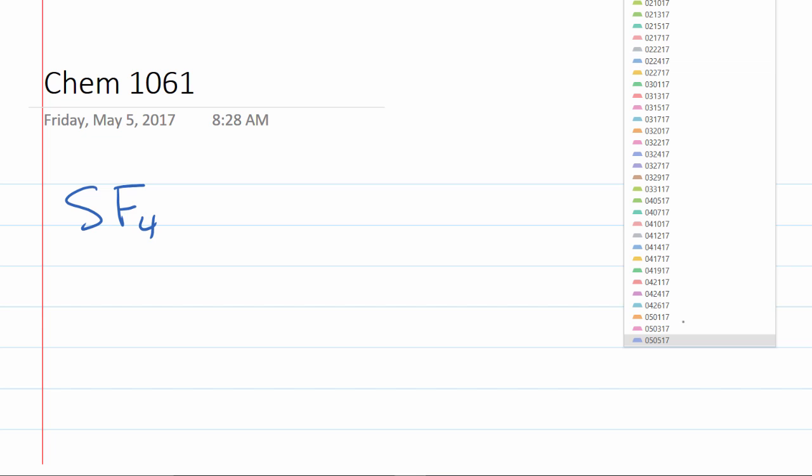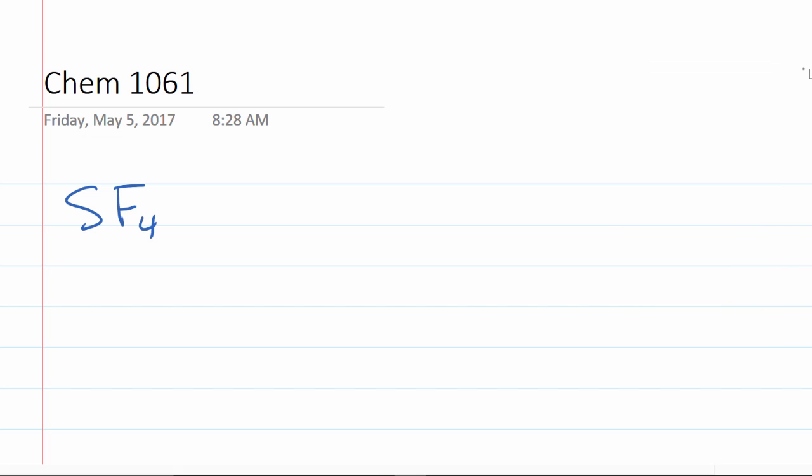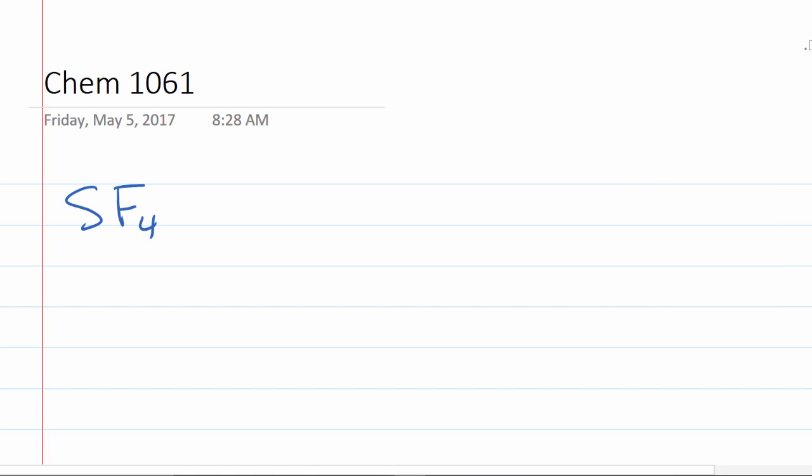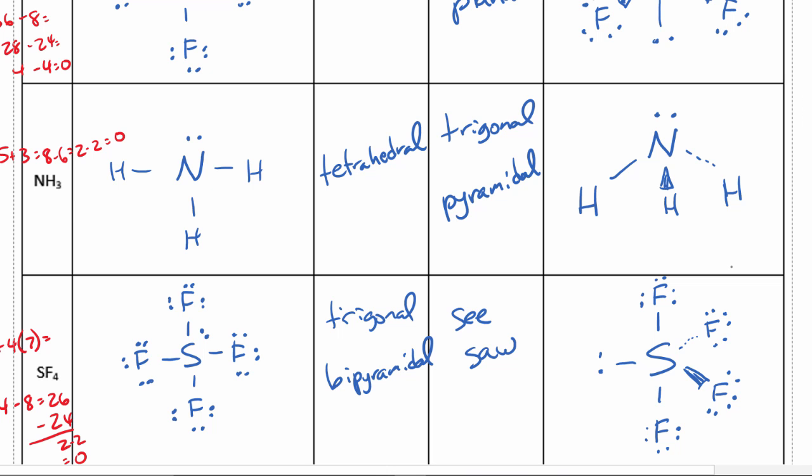Okay, then we're going to explain the one that we looked at to begin with today, SF4. We want to explain how in the world we can wind up exceeding the octet rule. So if we look at SF4 and look at its structure, we'll come back to a model that we built the other day. If we go back to our notes, you can pull out your handout from the other day if you want to look at that. And here's our SF4.